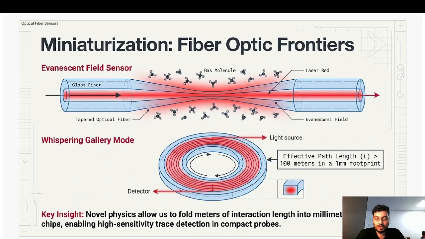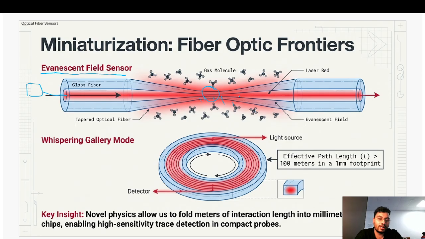Then the next thing is fiber optic frontiers, where there is a tapered fiber. Your input laser light is propagated through this glass fiber, which is tapered at one place, and the gas molecules interact with this tapered area. Why is it interacting? Because it has the evanescent field, and because of that the absorption happens.